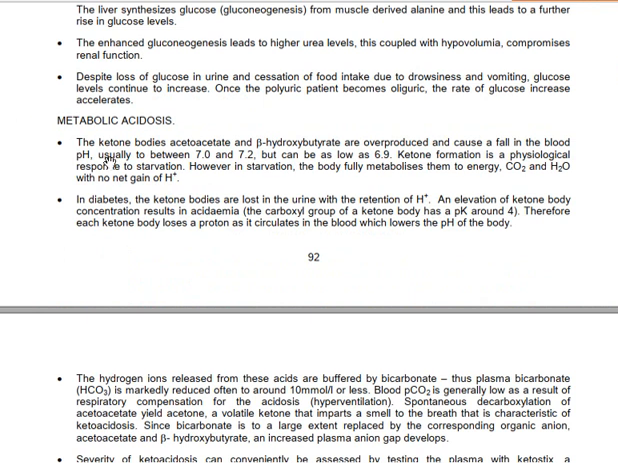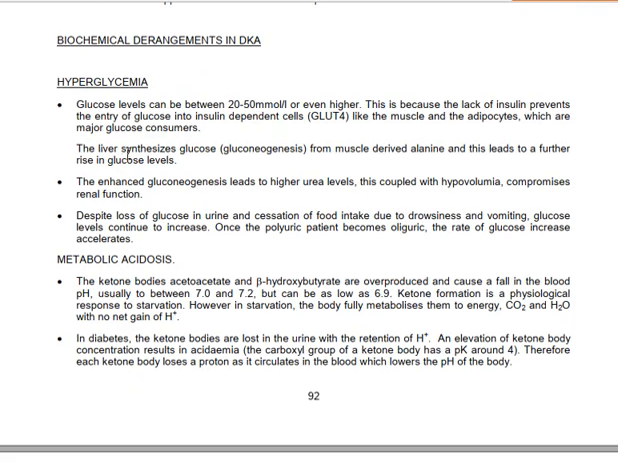Now the next is metabolic acidosis. Here, metabolic acidosis is the next characteristic, along with ketonuria. Now metabolic acidosis occurs because the acetoacetate and the beta hydroxybutyrate are acid elements. Is it clear?